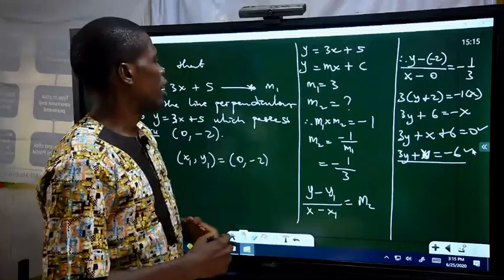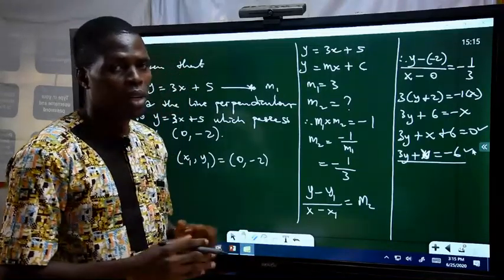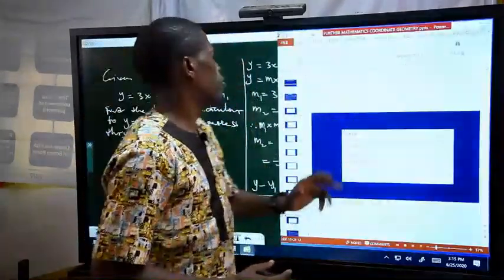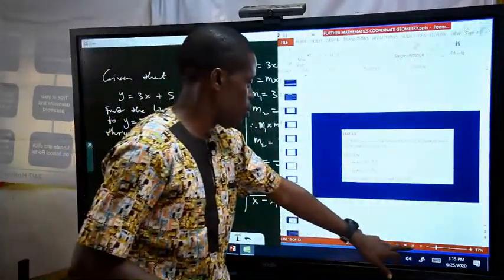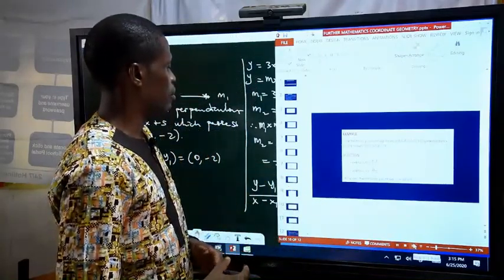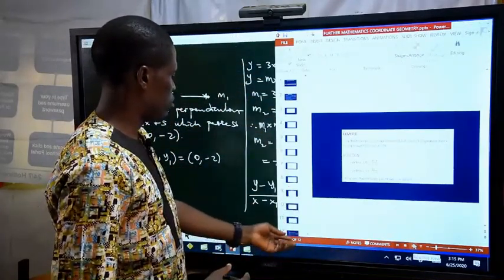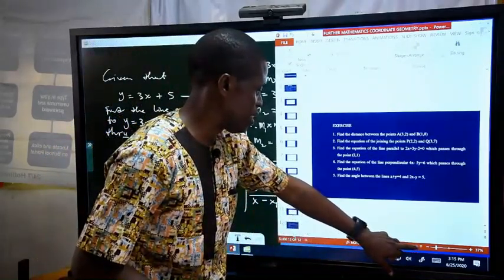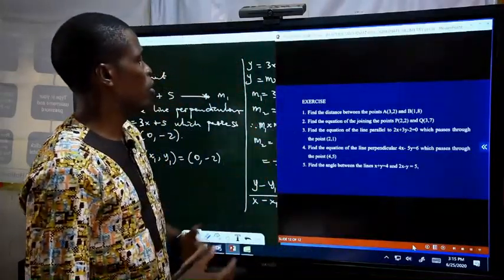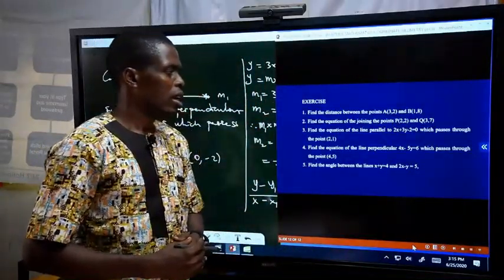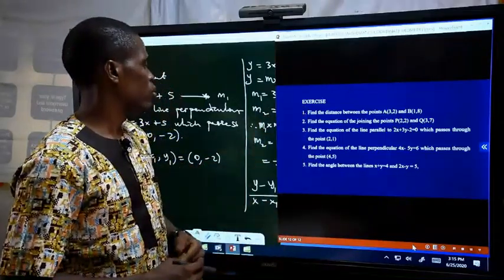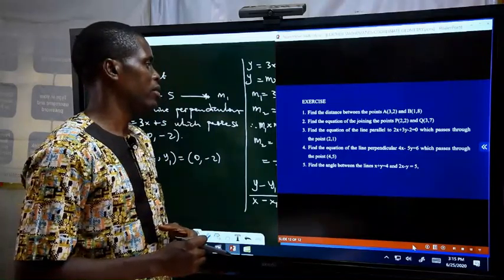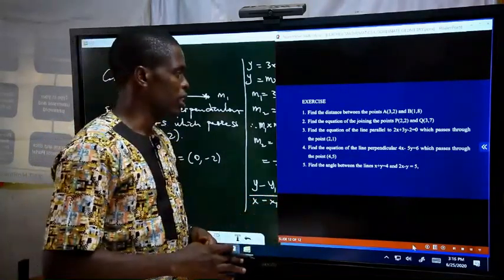So we have been able to solve problems on parallel lines and perpendicular lines. With this, we know that we can solve other related problems when asked, and it would be nice to try some other related problems. So these are the exercises you can lay your hands on. We have about 5 questions. We can also make reference to other textbooks and materials so that you can solve more problems in coordinate geometry.